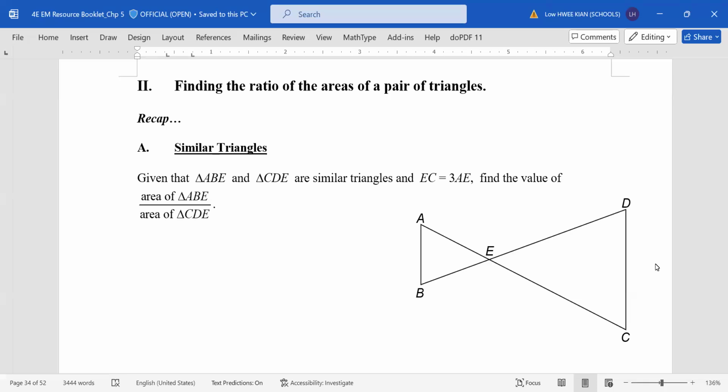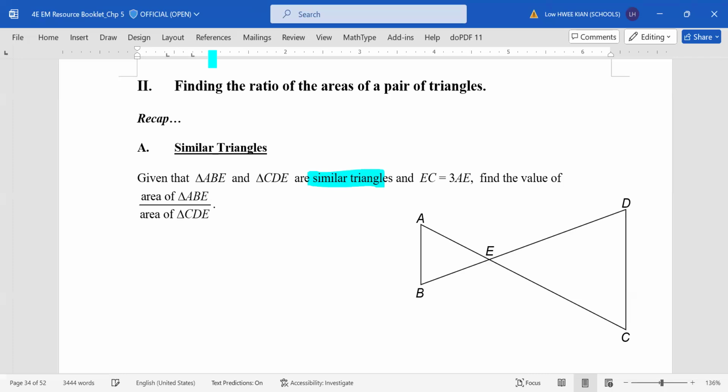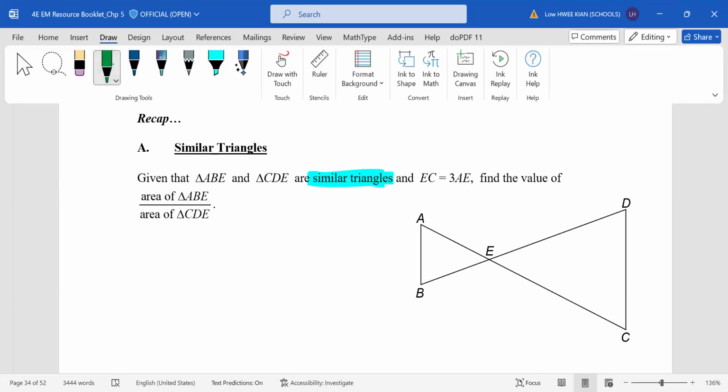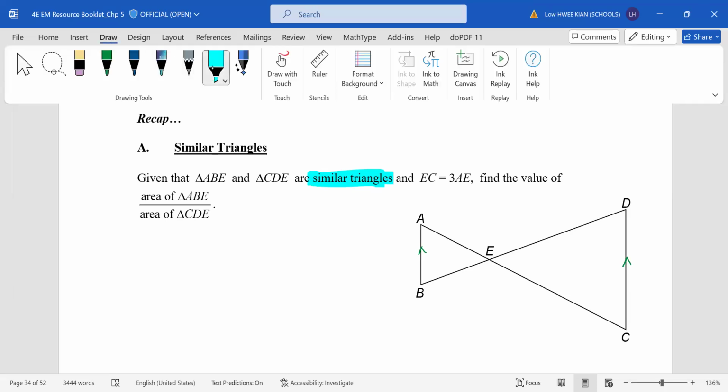The very first method is when the two triangles are similar. As you can see from here, in this question, the two triangles are similar. And how do we know that the two triangles are similar? Usually the question will prompt you to say that there are two parallel lines. But in this case, since the question is given that these two triangles are similar, we can straight away apply what we already learned in similar triangles.